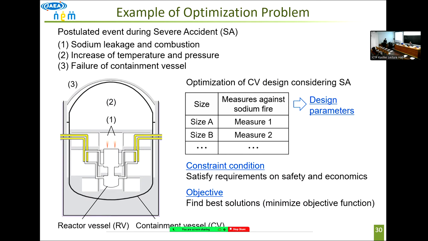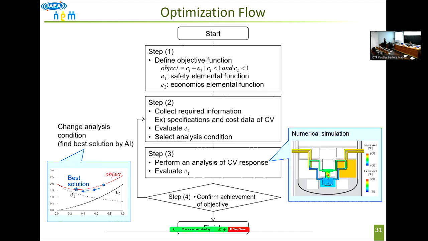Let me say it simply: we apply a large containment, or we make some compartments inside the containment, or we put not air but nitrogen in to suppress the sodium fire. And this also creates many design parameters. Our final goal is to make the computation and optimization automatically, to find which is the best solution. That is a kind of innovation.